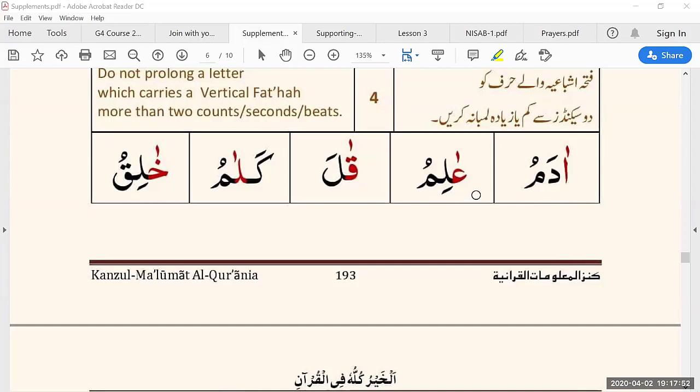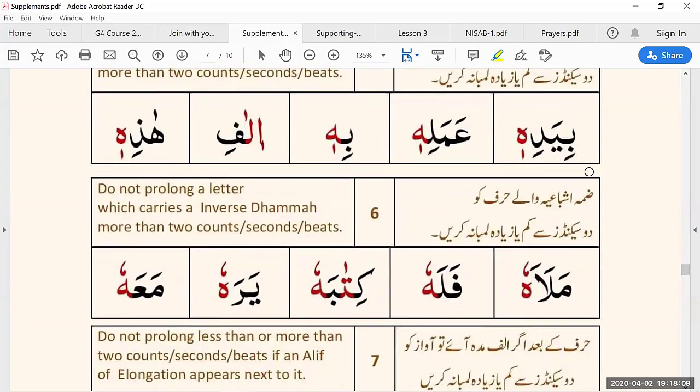آدم, عالم, قال, كلام, خالق. All right, that was much better. Now for vertical kasra.